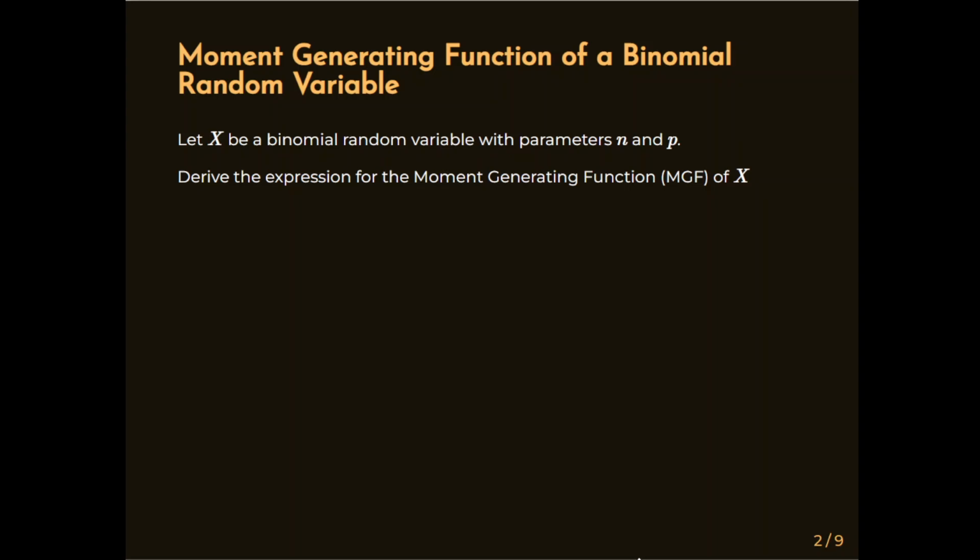The moment generating function of a binomial random variable. Let x be a binomial random variable with the standard parameters n, which is the number of independent trials, and p, which is the probability of success in each trial, the standard stuff. Derive the expression for the moment generating function, mgf, of x.